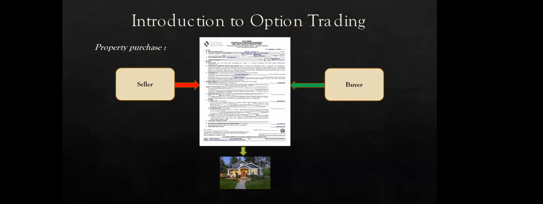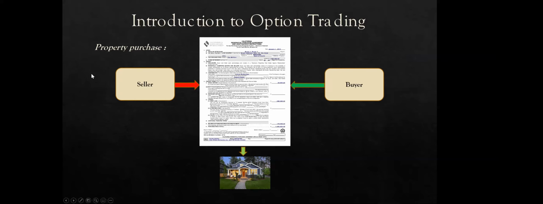So what are the key components? One key component is the underlying asset. The underlying asset will be a house. You want to buy that house, maybe for $500K. So the strike price will be 500K. There will be a contract, and there will be an expiration date. Maybe 30 days or 45 days, you'll sign the contract. The expiration date is how long this contract will be valid.